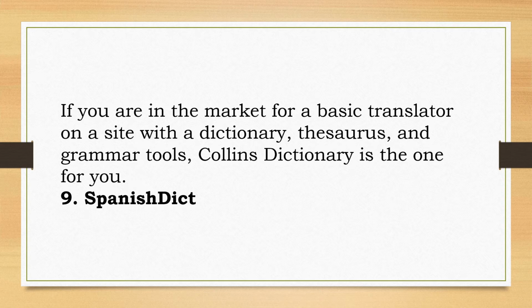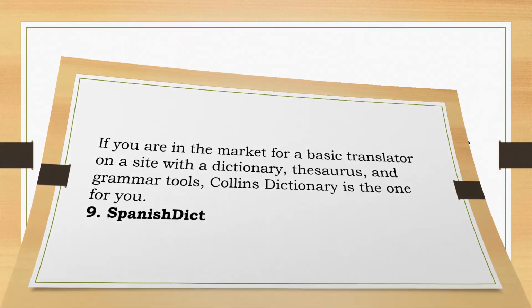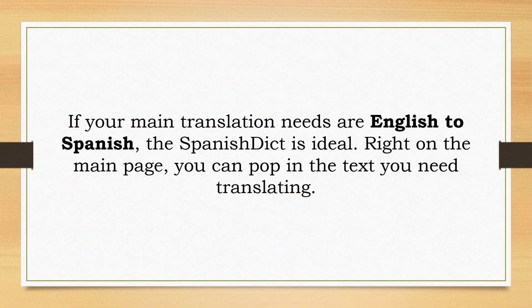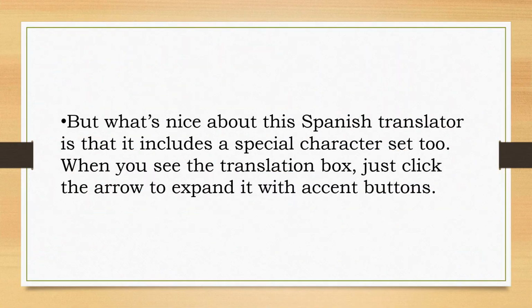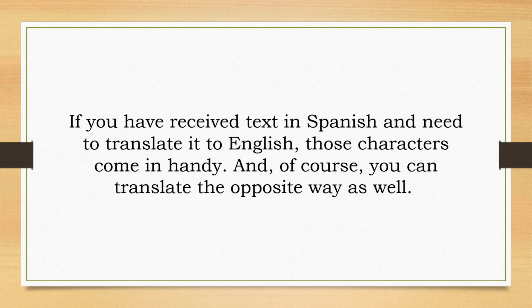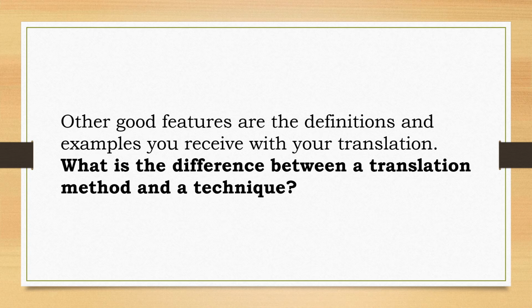9. Spanish Dict. If your main translation needs are English to Spanish, the Spanish Dict is ideal. Right on the main page, you can pop in the text you need translating. But what's nice about this Spanish translator is that it includes a special character set too. When you see the translation box, just click the arrow to expand it with accent buttons. If you have received text in Spanish and need to translate it to English, those characters come in handy. And, of course, you can translate the opposite way as well. Other good features are the definitions and examples you receive with your translation.